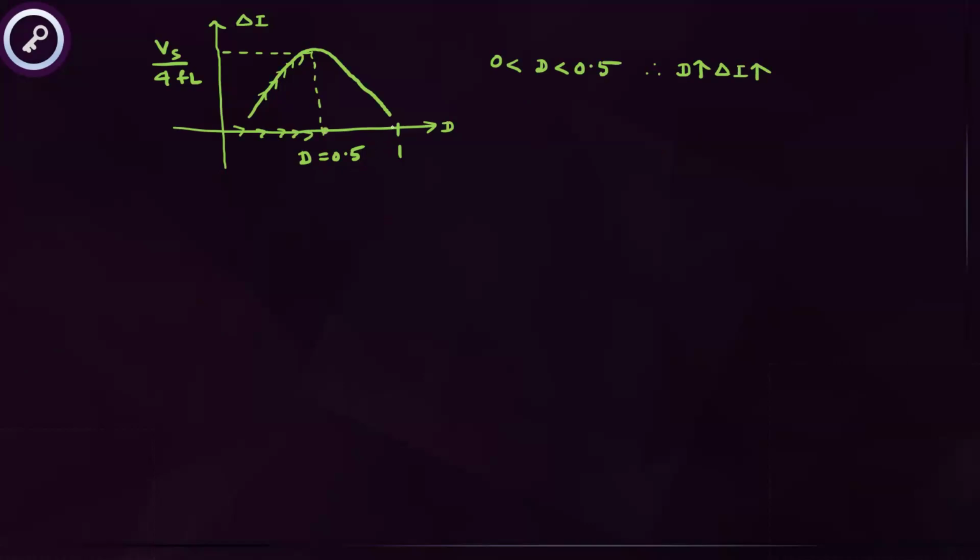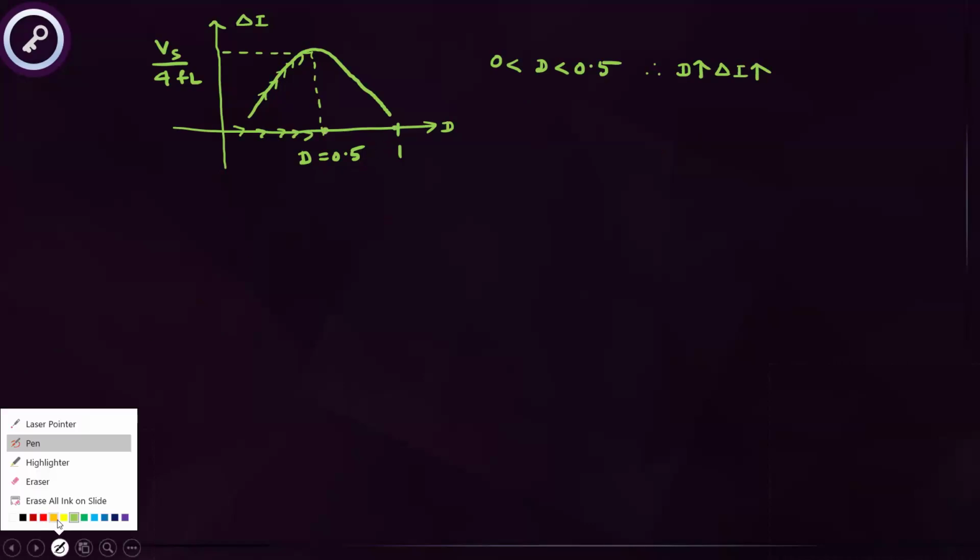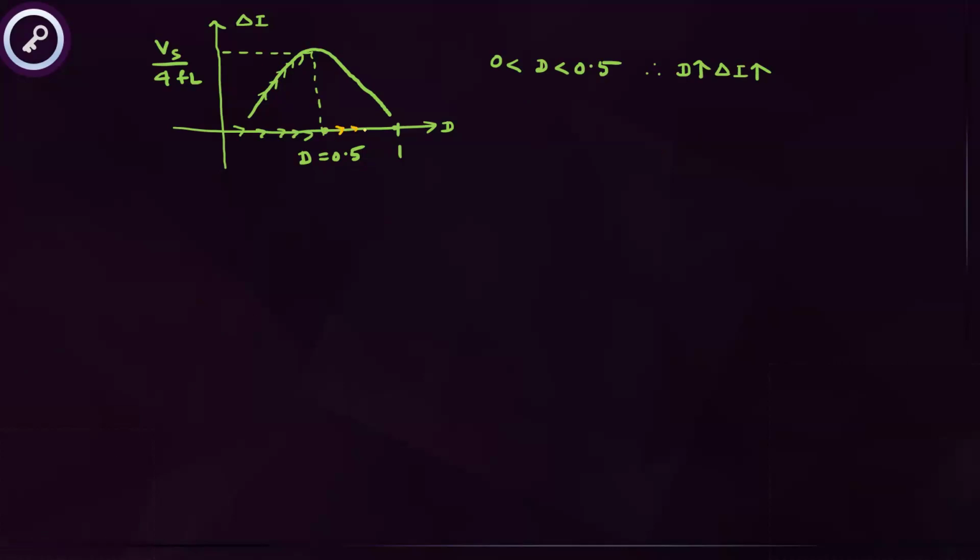What about 0.5 to 1, students? For 0.5 less than D less than 1, if duty cycle increases, the ripples decrease. These observations are important from the PSU's point of view also. It is an important observation. But ripples are maximum at duty cycle equal to 0.5. Next, there is one more important observation that you have to concentrate on, friends.